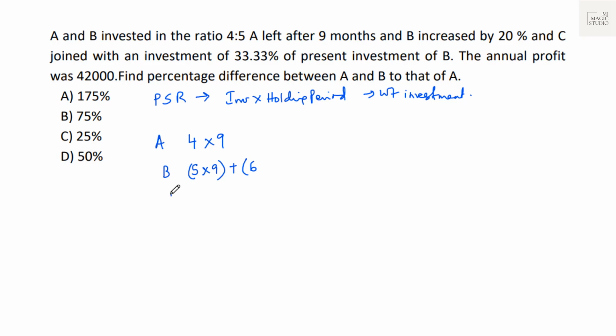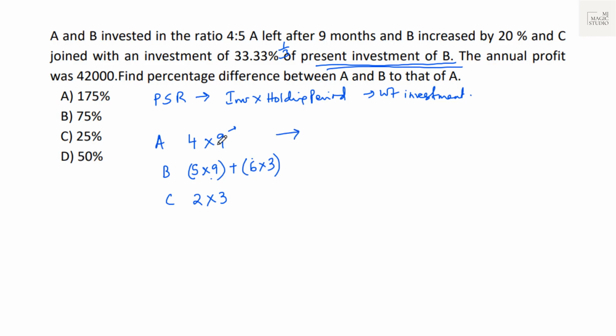C joined after 9 months with an investment of 33.33%, that is 1/3 of the present investment of B. The present investment of B is 6. 1/3 of 6 is 2. That means C is entering the system with an investment of 2. The annual profit is 42,000. A's investment is over. B's investment continues for 3 more months because this is 9 and 3. C has joined after 9 months. That means his holding period is only 3 months.